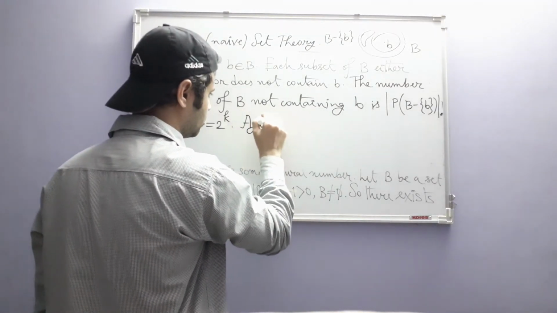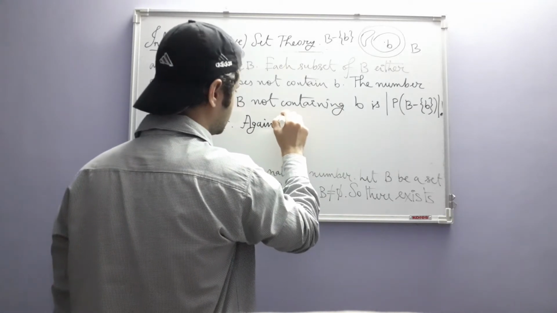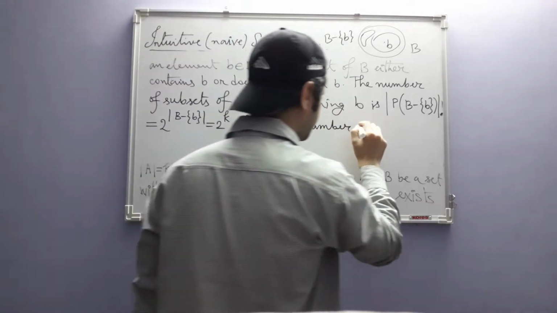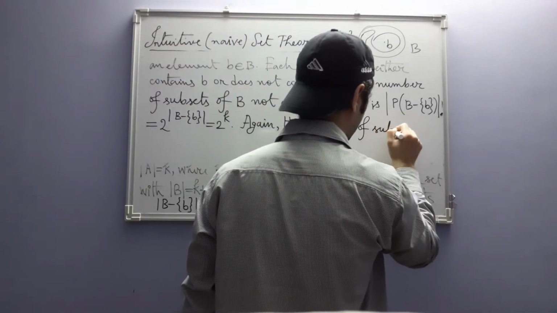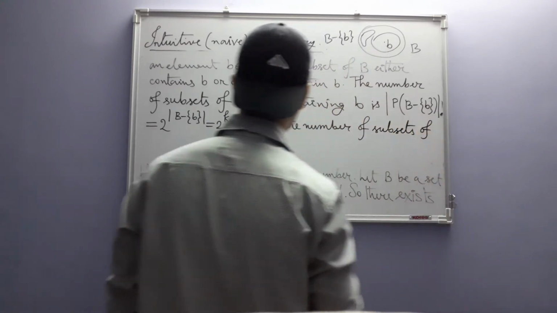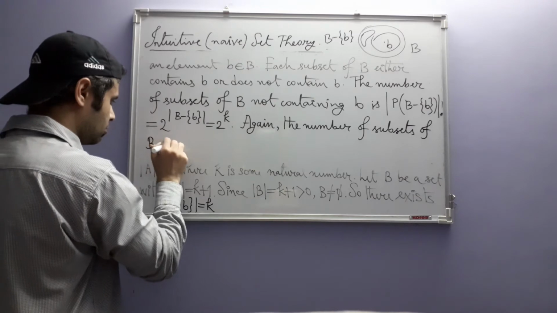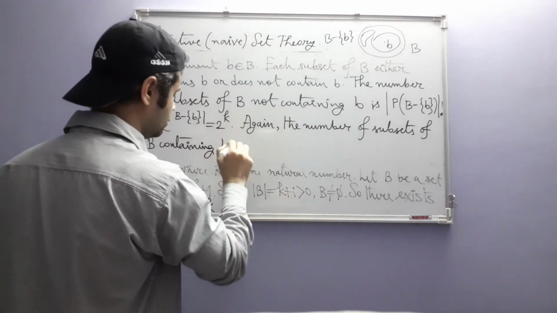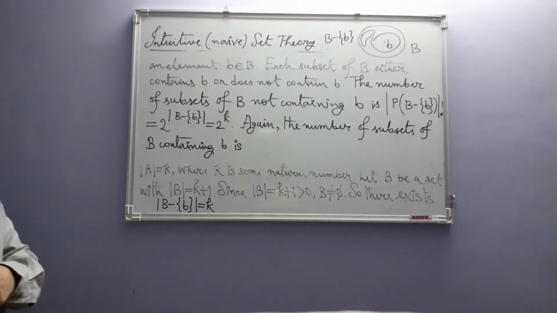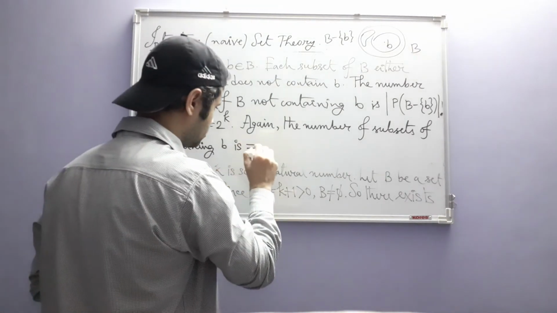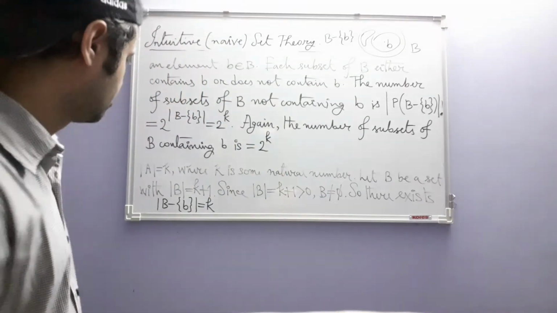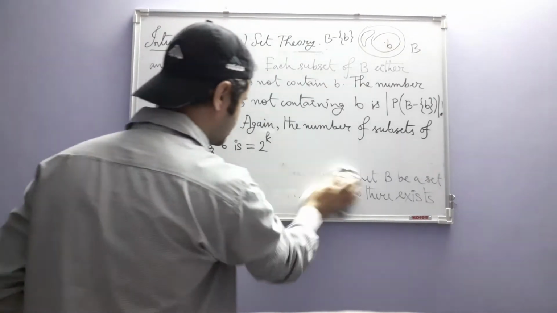Again, the number of subsets of B containing small b is what? That is also 2 to the power k. But why? I mean, how? Let us take a small example and see how.